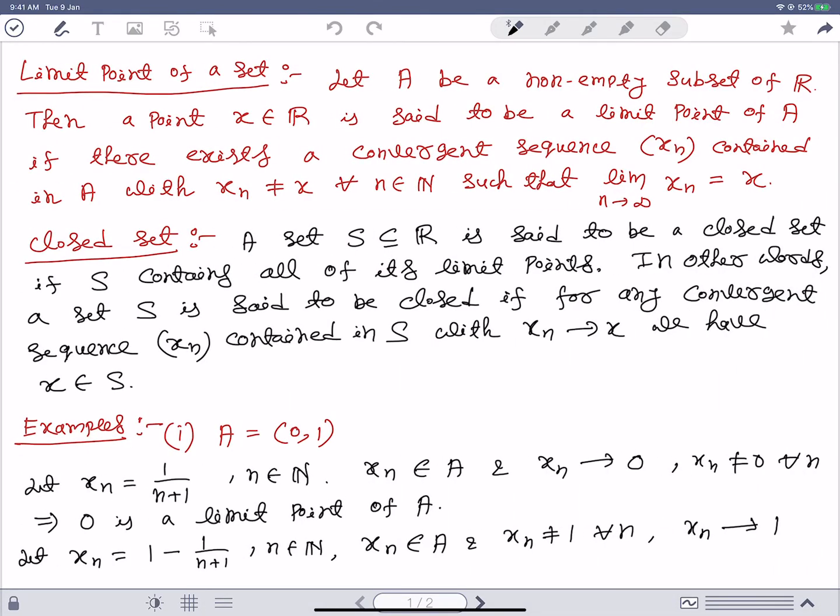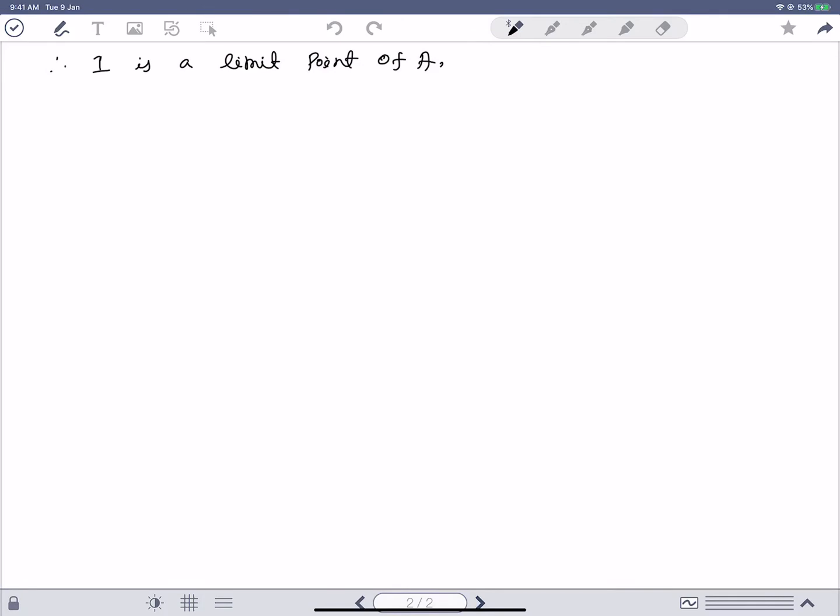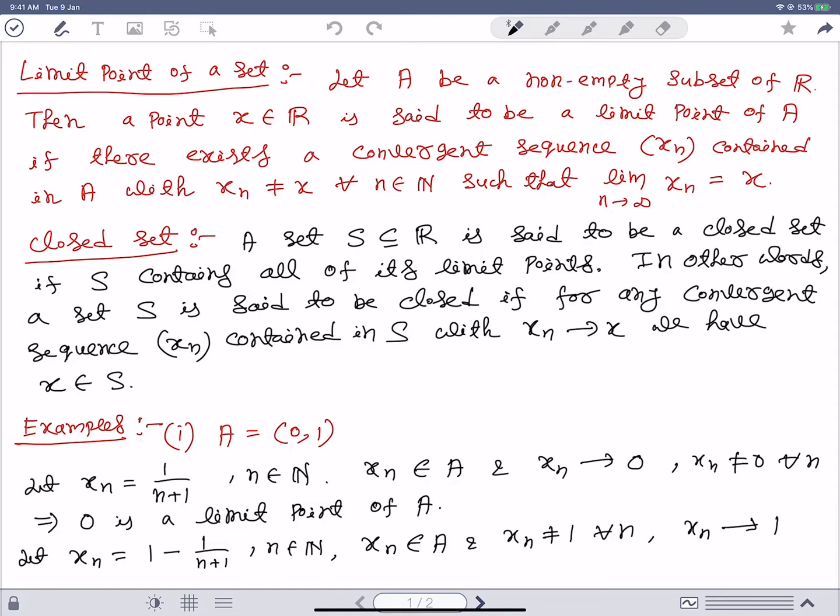Fine. So if we take the open interval (0, 1), then we have found that 0 is a limit point and 1 is a limit point. So is there any other limit point of this set? Of course. Even if we take any element from this set, that point will be a limit point of A as well. So here we have two limit points 0 and 1, and these limit points are not in A. But if we choose any element from A, then we will show that that point is also a limit point of A, and that limit point is contained in A.